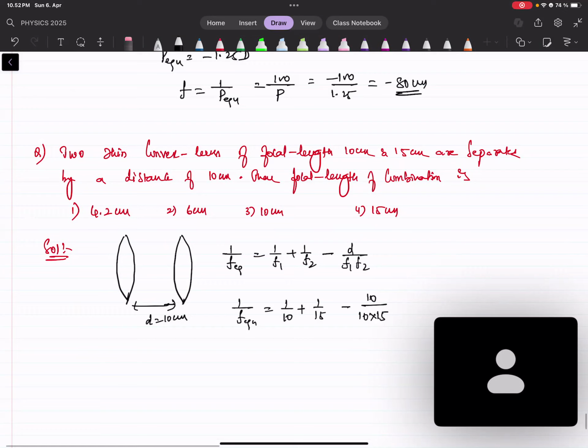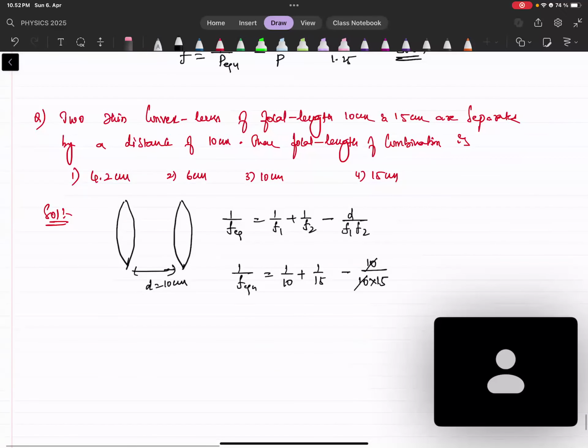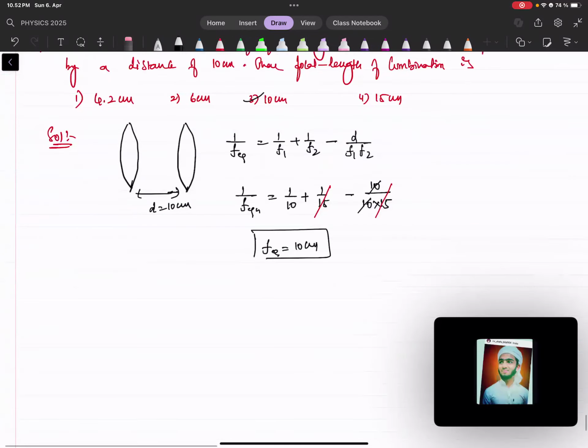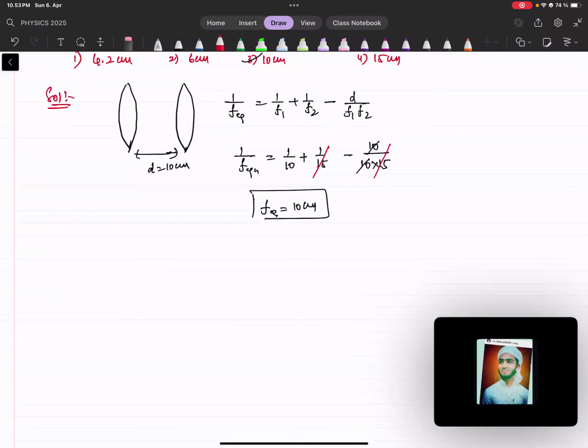So how much am I getting? This 10 will get cancelled, so this 1 by 15 and this 1 by 15 will get cancelled. So F equivalent will come out to be 10 centimeters. Okay, 10 centimeters will be the answer. Am I clear? That's it. Next one, cutting of lenses.